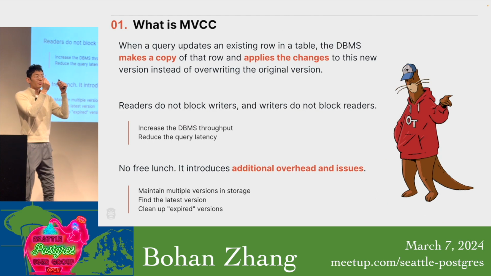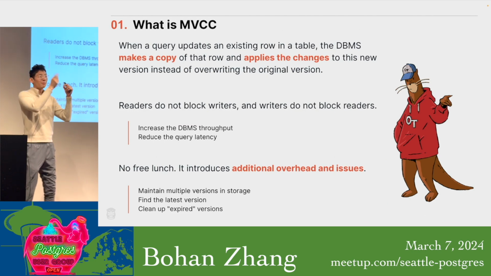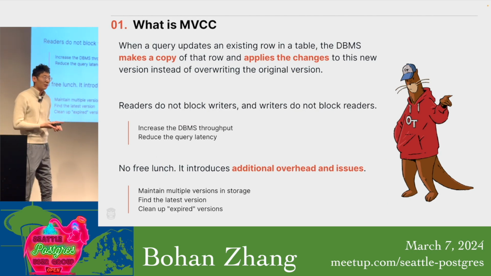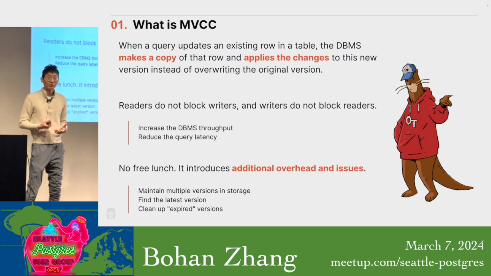If you write data and then you have a query on the same data, you need a lock to block the queries. With MVCC, the writer will not block the reader, and the reader will not block the writer. So that's why we implement MVCC. But there's no free lunch. It introduces additional overhead and issues.